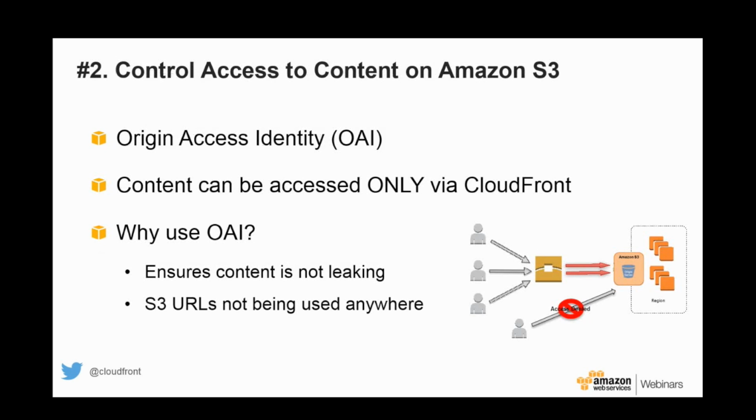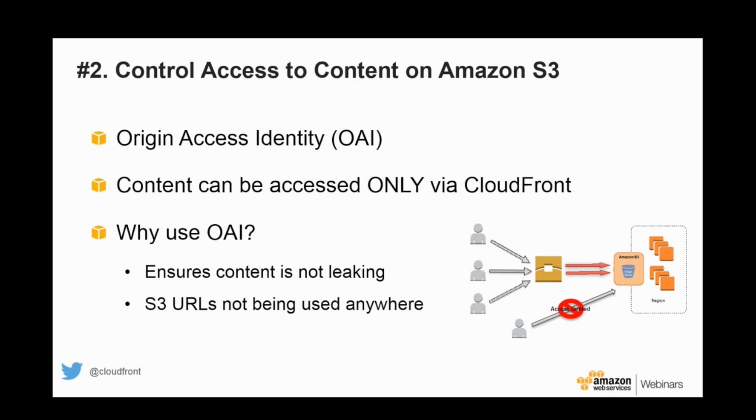You can also control access to content on Amazon S3. So if you're thinking that, hey, some of my content is private, I don't want it to be publicly available, I only want to deliver it via CloudFront to the end users that I want to deliver it to, then you can use origin access identities. Origin access identities are basically users that you can create that have access only to your S3 bucket. So it's a special CloudFront user.